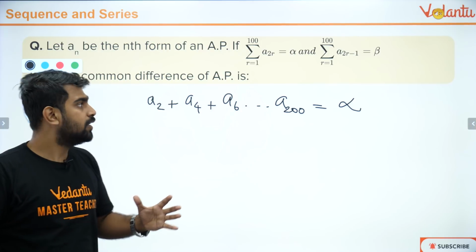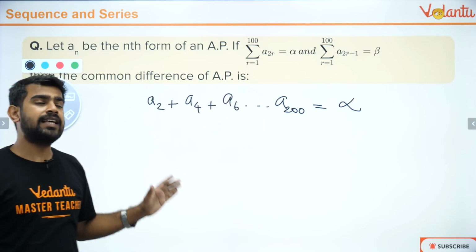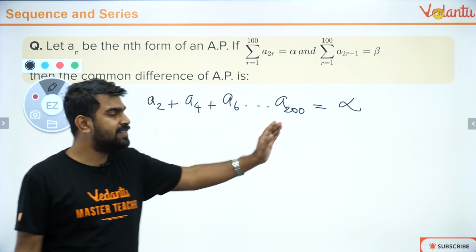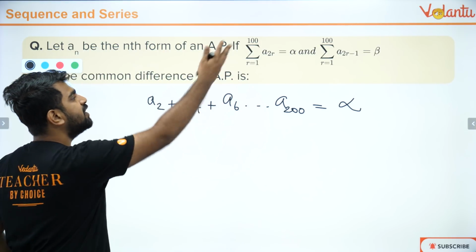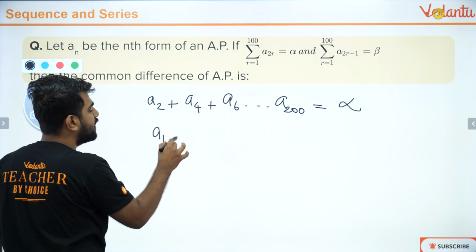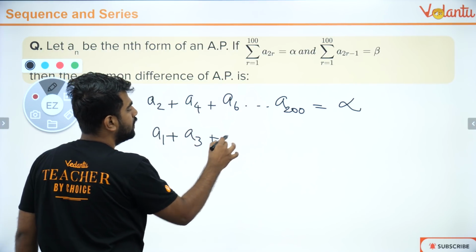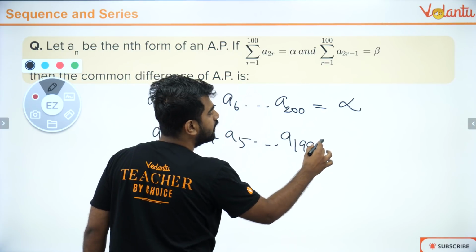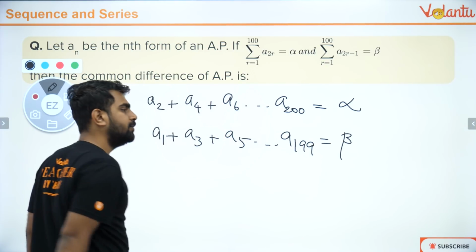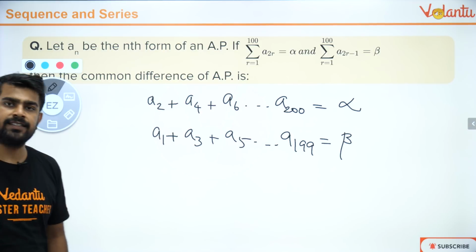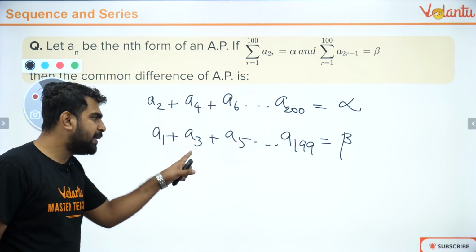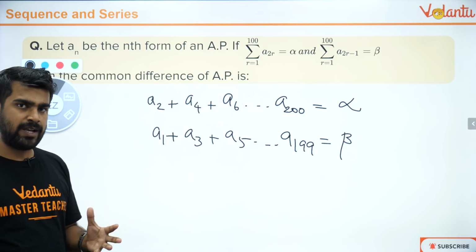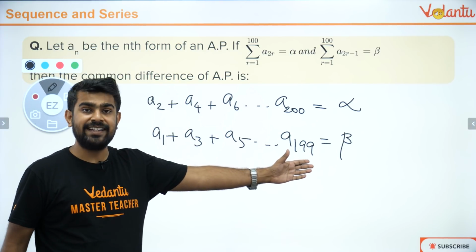Now I know that whatever they have given is the sum of all the even terms up to A200. That is equal to alpha. And what they have given on the other side is nothing but A1 plus A3 plus A5 all the way up to A199, and that is equivalent to beta. Are you all fine with that? So what is this beta? Beta is nothing but the sum of all the odd terms of the sequence up to A199.